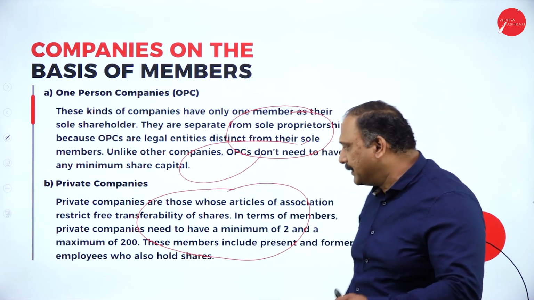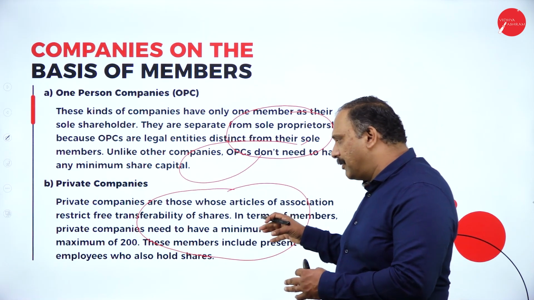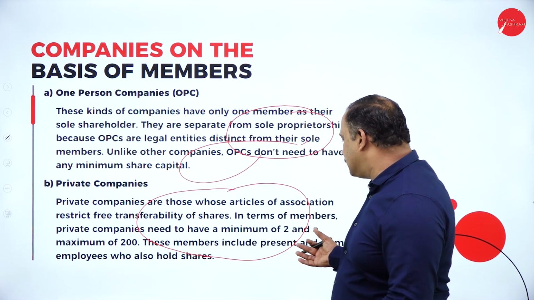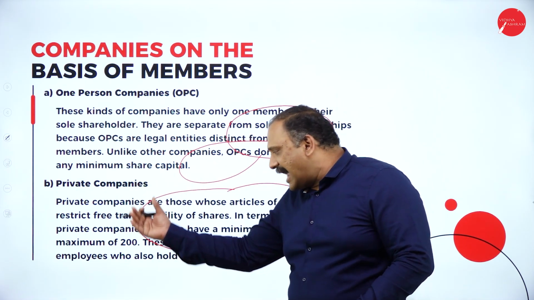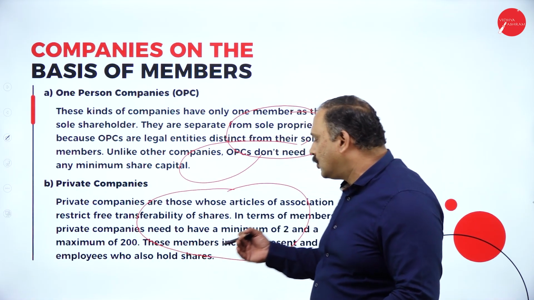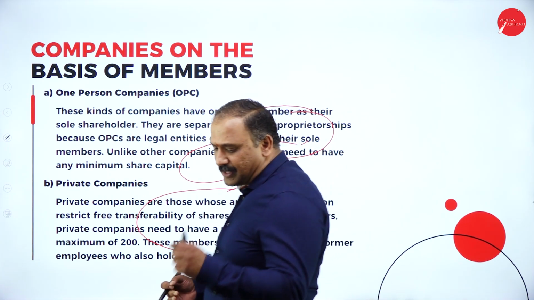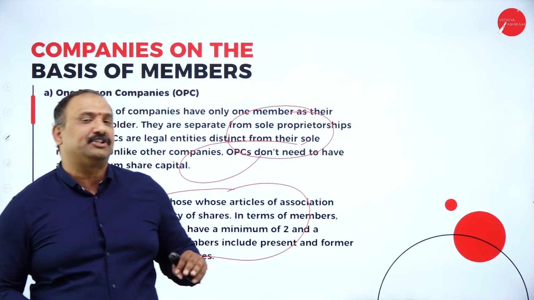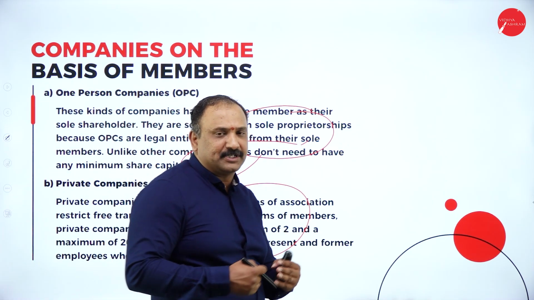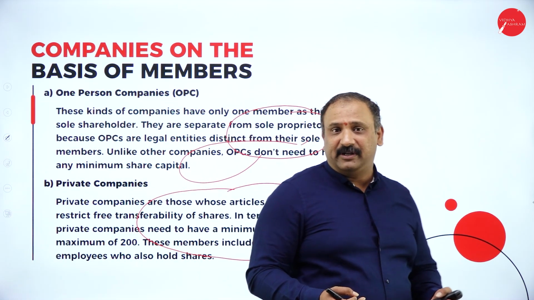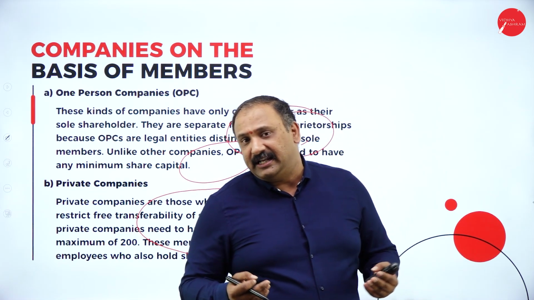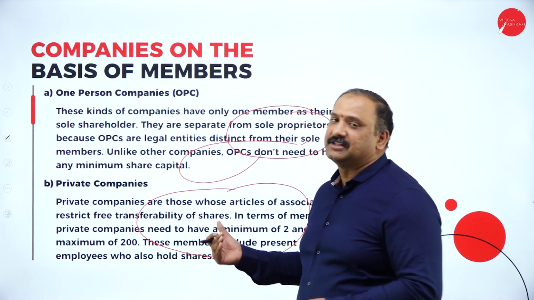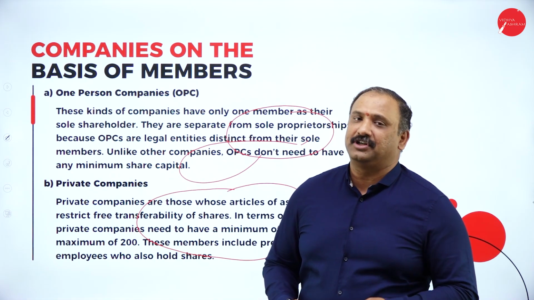In a private company, you need to have a minimum of 2 and a maximum of 200 members. Now we have extended that version altogether, and these members include the present and the former employees who are also a part of this, who can hold the shares. Now, in a private company, the biggest problem is that you cannot transfer the shares freely from one person to another person. And similarly, all these transactions are limited within the members of the company and not outside. So that's where this becomes a very big problem or a challenge.